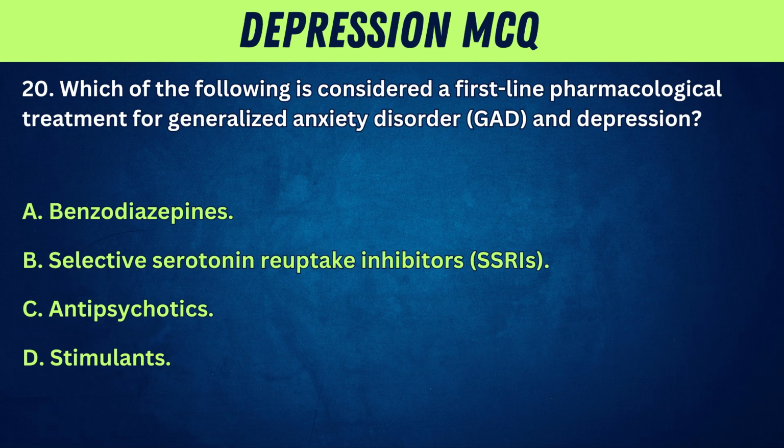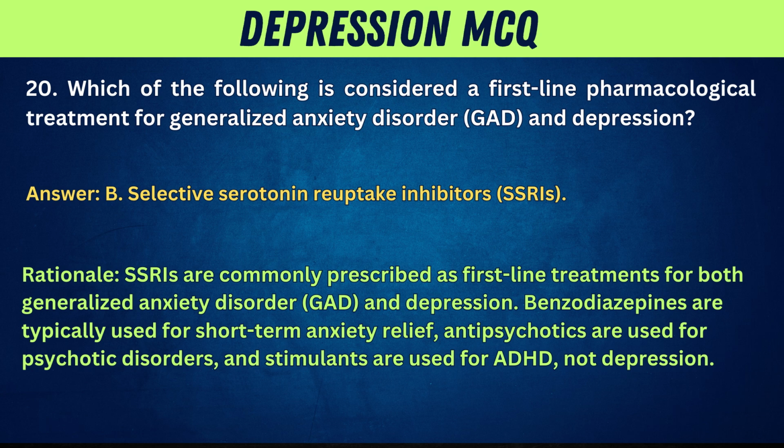20. Which of the following is considered a first-line pharmacological treatment for generalized anxiety disorder, GAD, and depression? A. Benzodiazepines. B. Selective serotonin reuptake inhibitors, SSRIs. C. Antipsychotics. D. Stimulants. Answer: B. Selective serotonin reuptake inhibitors, SSRIs.